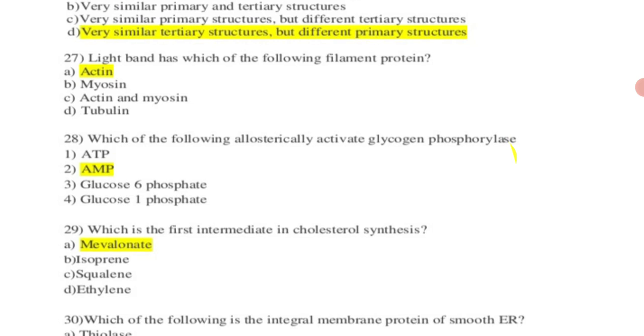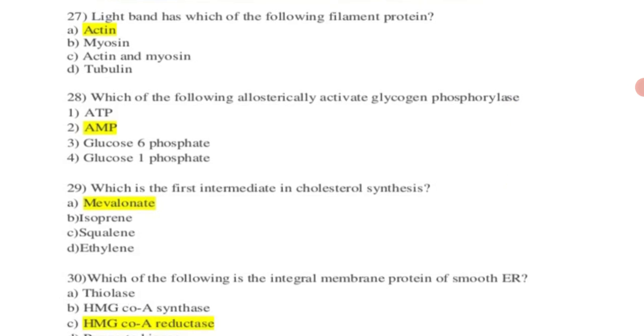Then moving to the question number 29. Which is the first intermediate in cholesterol synthesis? Answer of it is mevalonate. It is the first intermediate in cholesterol synthesis. The cholesterol synthesis is carried out by one pathway, that is the mevalonate pathway or isoprenoid pathway. It begins after formation of 3-hydroxy 3-methylglutaryl coenzyme A, that is HMG-CoA.